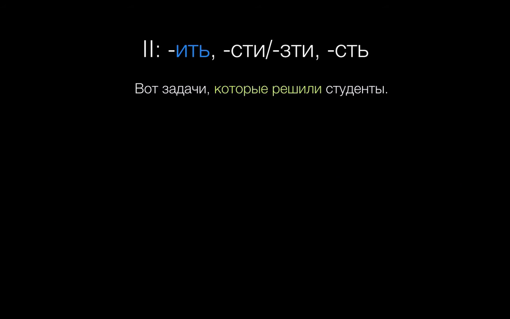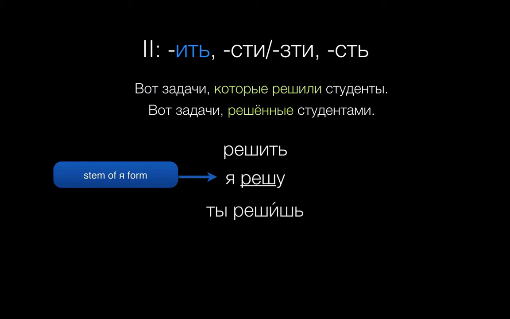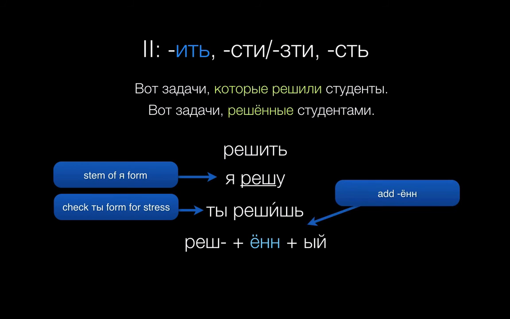Here's another example. Вот задачи, решенные студентами. So how do we get решенные from решить? Again, let's start with the stem of the я form. Next, we see that the ты form is stressed on the ending, and that means that we'll add -ён plus the adjective ending, решённый. So we see that the stress on the participle is on the same syllable as on the ты form.